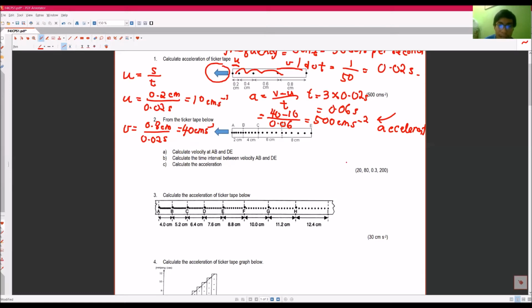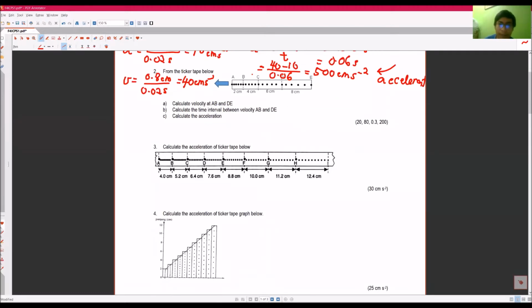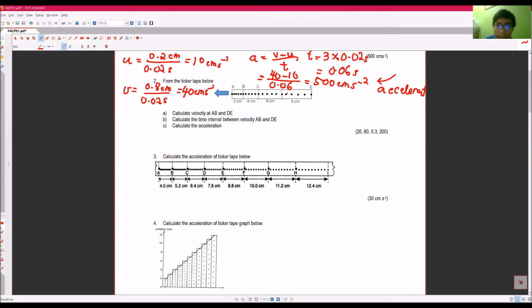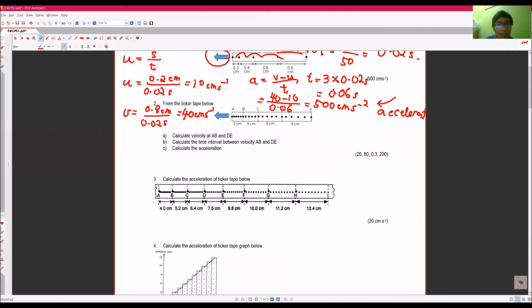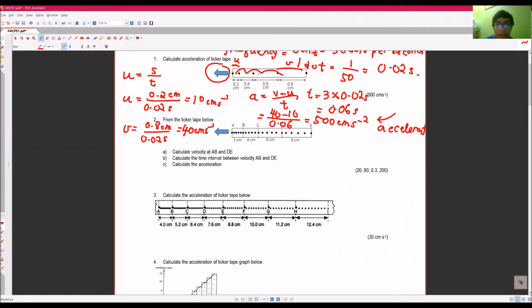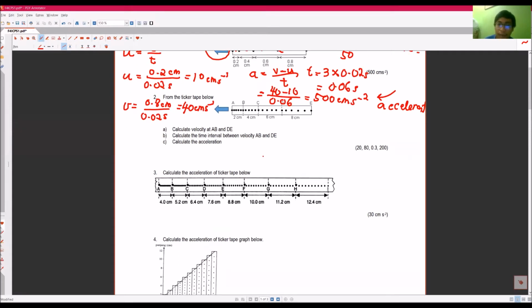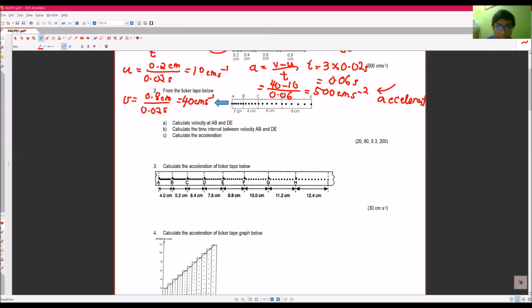So let's look at the next question. It is the same ticker tape, but now we divide the parts of the ticker tape differently. Before this, we just used the distance between two dots to calculate the initial and final velocity. Now we have to use several dots. So let's see how many dots there are between AB, BC, CD, and DE. There must be the same number of dots, otherwise we cannot calculate accurately.